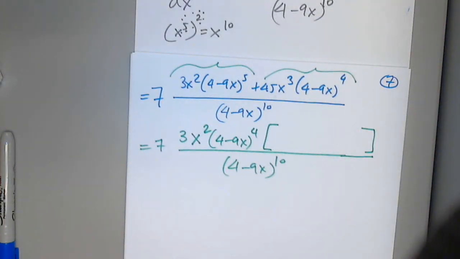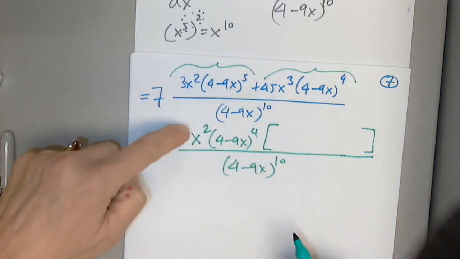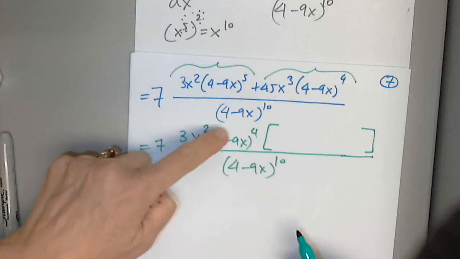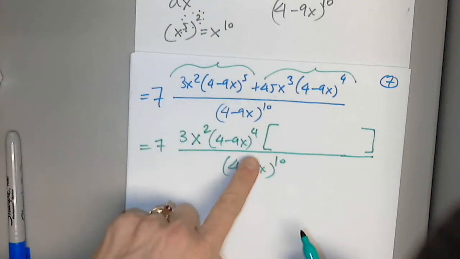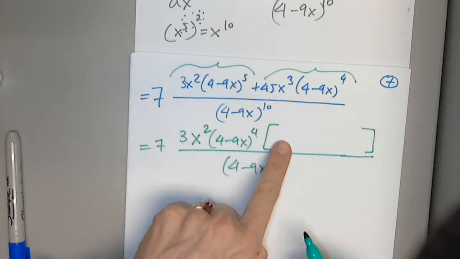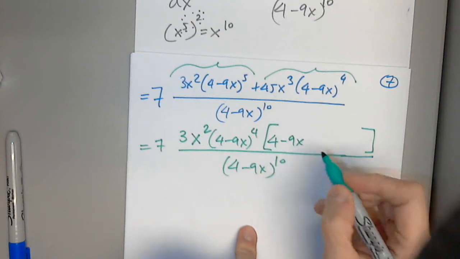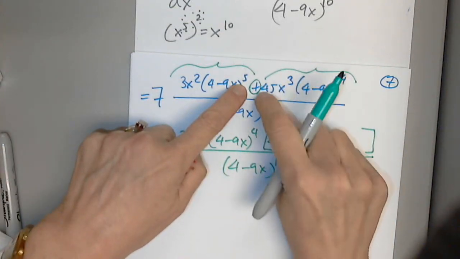How many terms do we have to have in here? Well, something left over from the first term, and then plus something left over from the second. Agreed? Perfect. So 3 is out, x squared is out, 4 of the 5 ones are out. So what is left? 4 minus 9. Very good. Excellent.